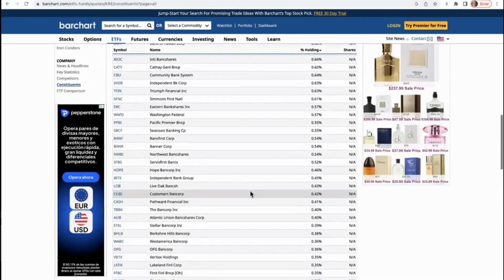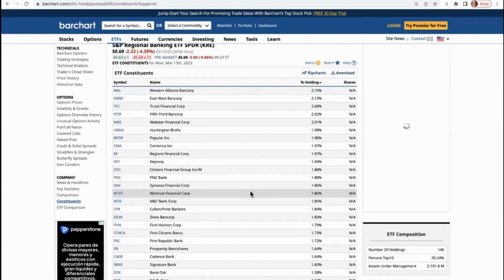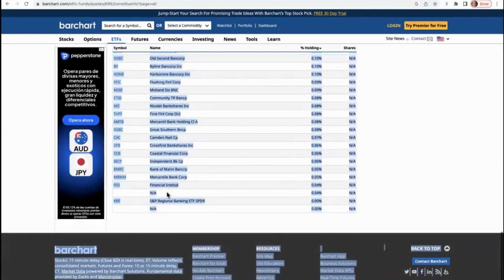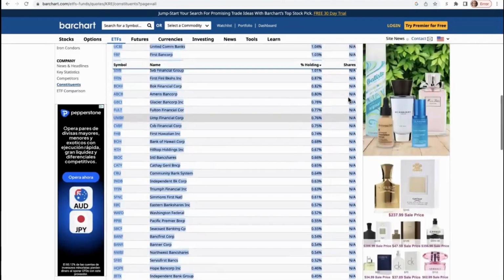Now what I'd like to do is copy all of these and put them in a stock list in our preferred tools, Tom's tools. So I'm going to click and drag my trackpad, or your mouse if you don't have a trackpad, grab all of the text, highlight it, and then press Control-C on a PC, Command-C on a Mac. So now I've copied the stock symbols, the name of the company, as well as the percentage of holding and the number of shares, which aren't even being displayed.